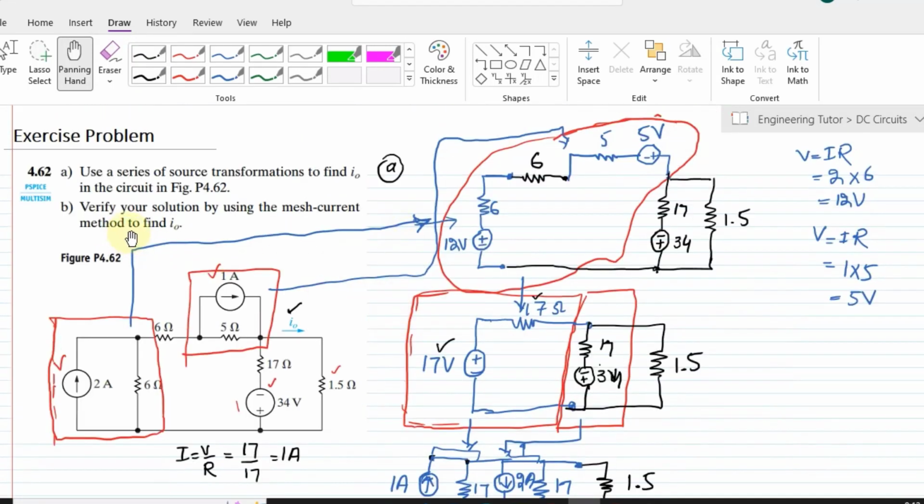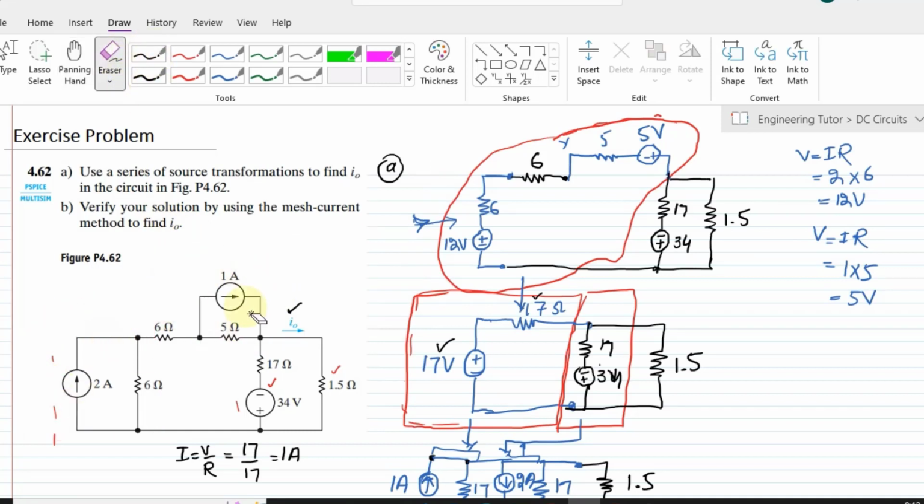Now in part B of this question, I have to verify the value of I naught which I have found. So in order to solve the circuit by another method, I can use many techniques like the node voltage method or the mesh current method, but I have to deploy the technique which is feasible, or which I think is convenient here.